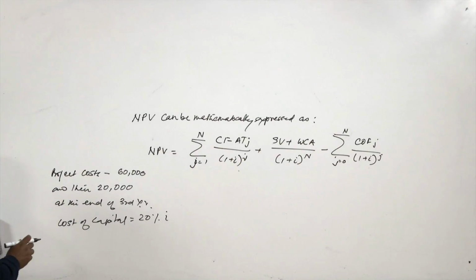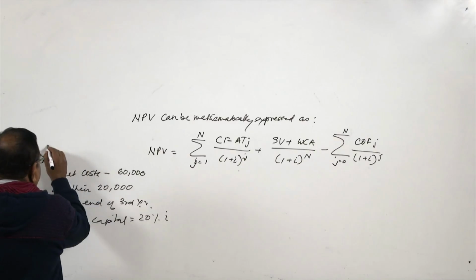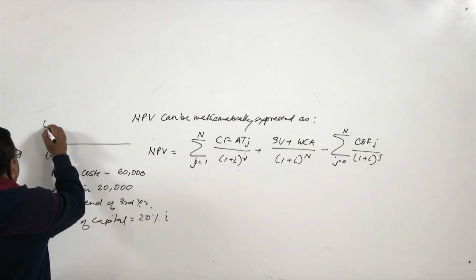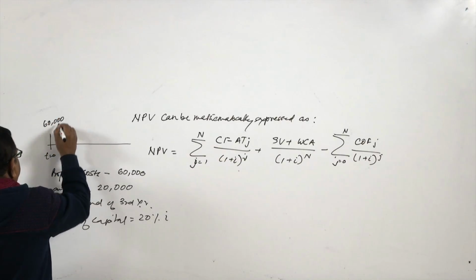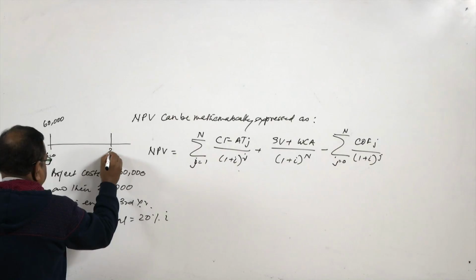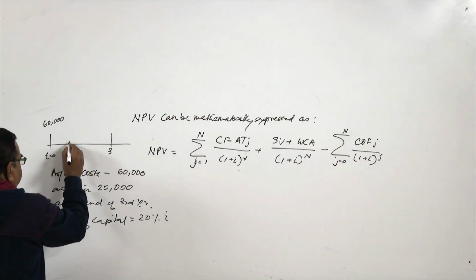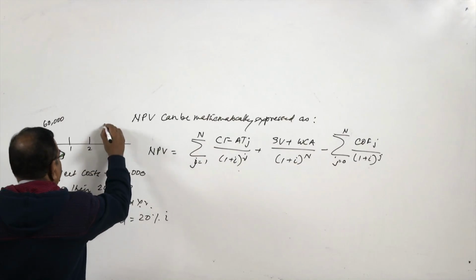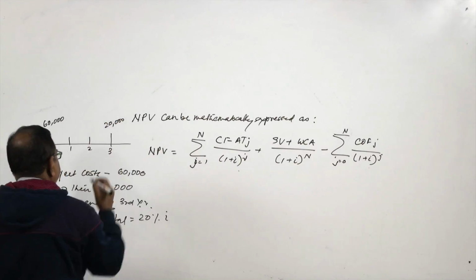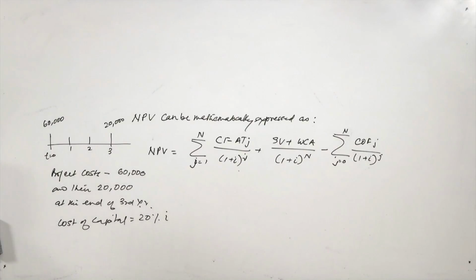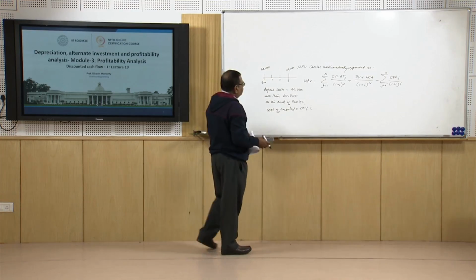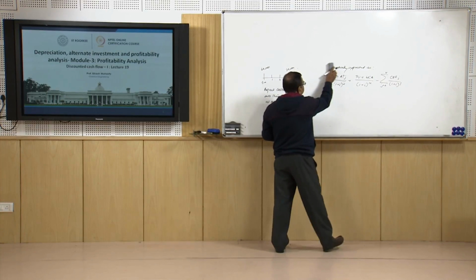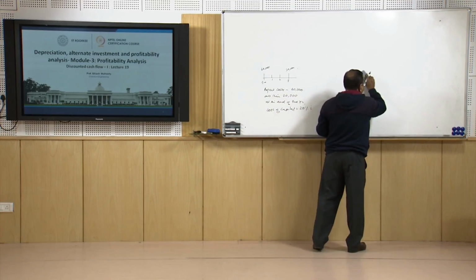So, if I see the timeline, at t equal to 0, 60,000 is invested, and at t equal to 3, the end of the third year, after the end of the first year and the end of the second year, another 20,000 is invested in the project. And whatever the receipts are given here.